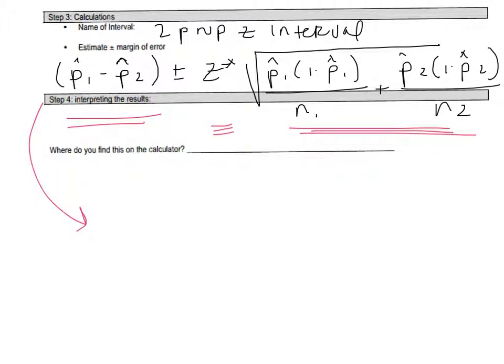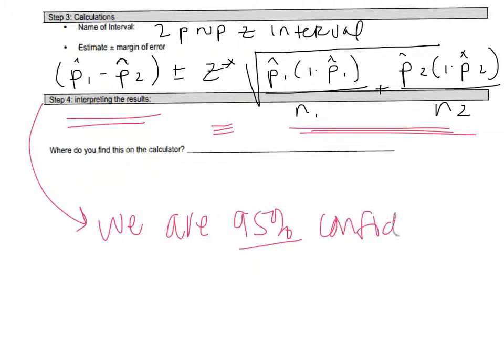Our interpretation is the same as it has been. We are whatever percent confident the true proportion difference is between whatever. On your calculator, this is known as the 2 proportion z int.